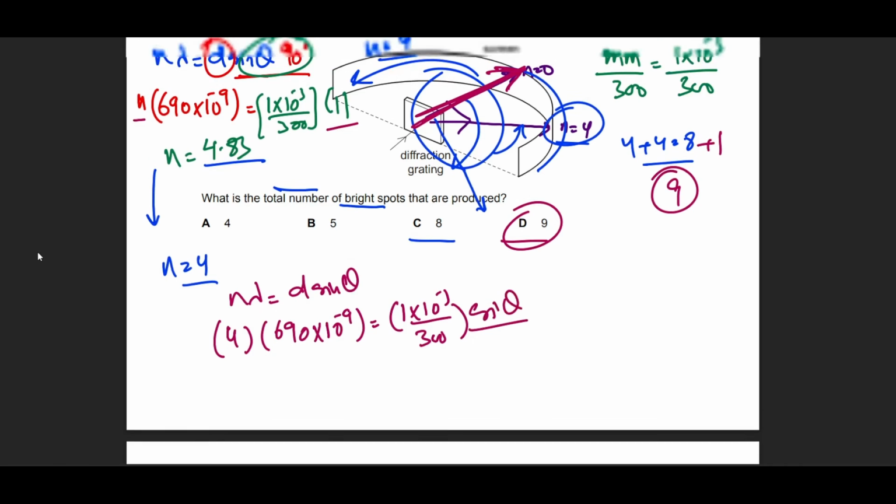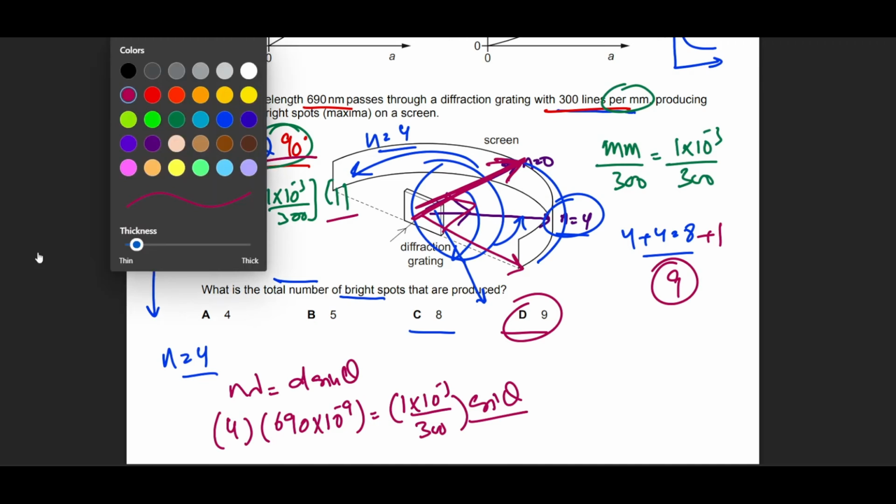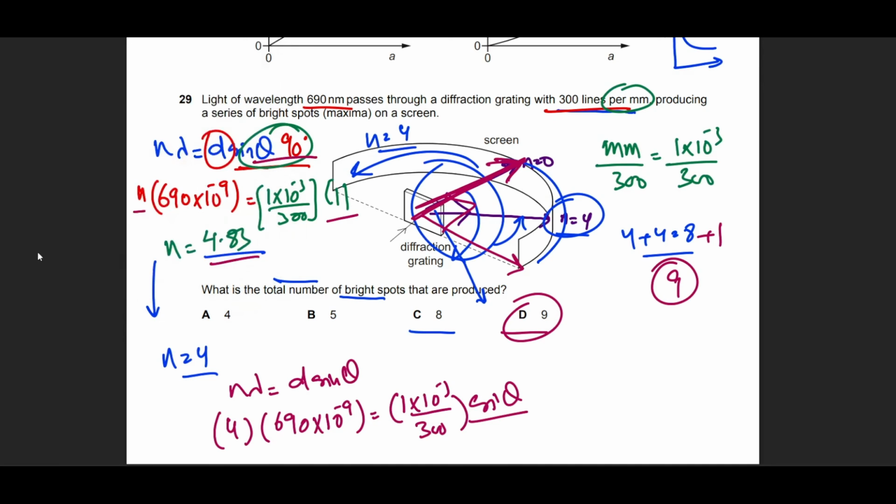Calculate the sine theta and you will see that it's going to be more than 1, which means that 4.83, which we found previously, is not possible. But we put in sine 90 to theoretically and mathematically push this equation to a situation of exaggeration. What would happen? What is the maximum that could happen? Okay? So this is the logic behind solving it this way.